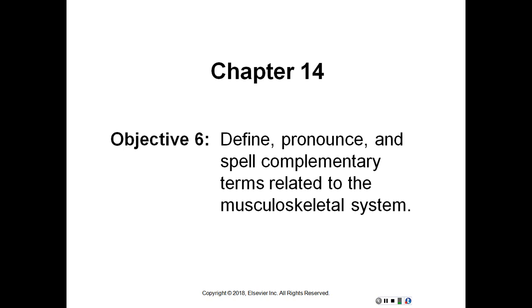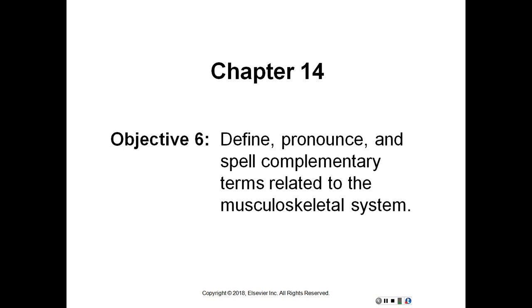Lumbocostal, pertaining to the loins and the ribs. Lumbosacral, pertaining to the lumbar regions, loin, and the sacrum. Myalgia, pain in muscle. Osteoblast, developing bone cell. Osteocyte, bone cell. Osteonecrosis, abnormal condition of bone death due to lack of blood supply. Pelvic, pertaining to pelvis. Pubic, pertaining to the pubis. Radial, pertaining to the radius.